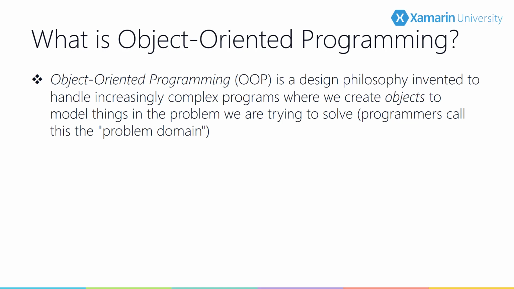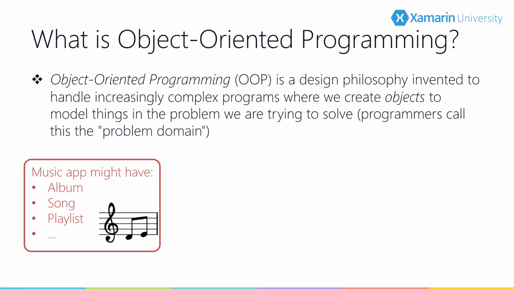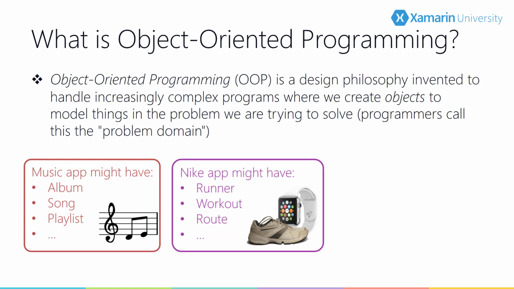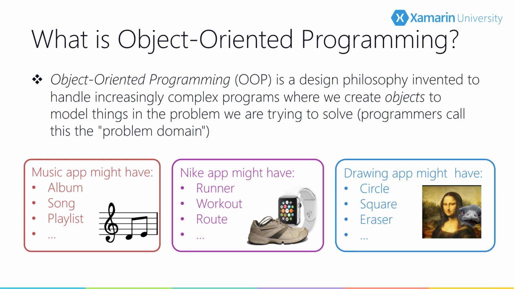So for example, if we were building an application dealing with music, it would make sense if the objects that we were interacting with were also in respect to music. So things like albums, songs, and playlists. These are things that we understand as humans that relate to music. Same thing if I was building maybe a running application or a Nike application. You would see things like runner, workout, route. And same thing with a drawing application. You would see things like circle, square, eraser. This is the core idea of object-oriented programming. We want to build objects that relate to things in our problem domain.